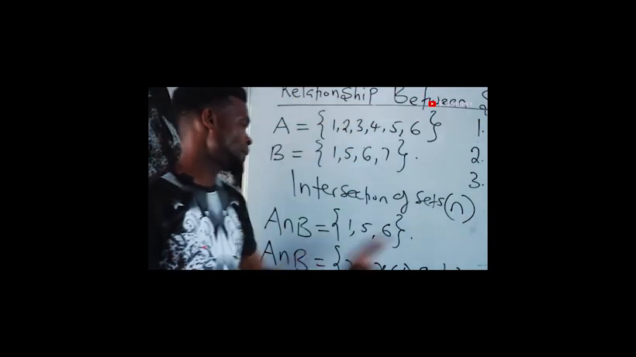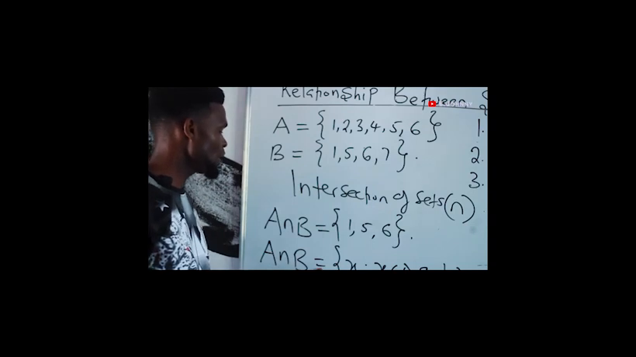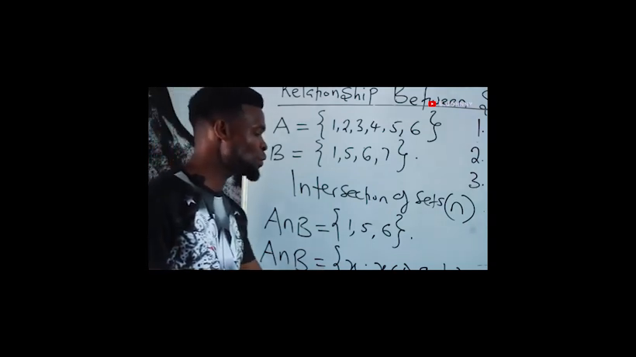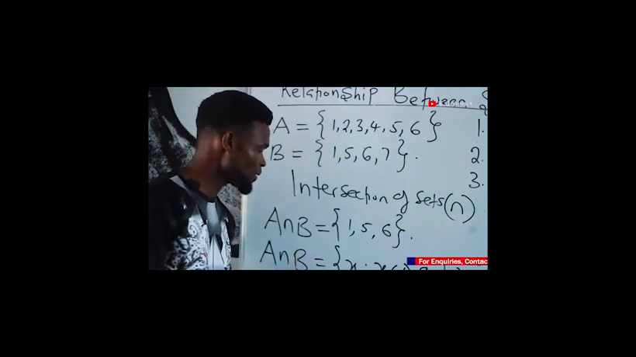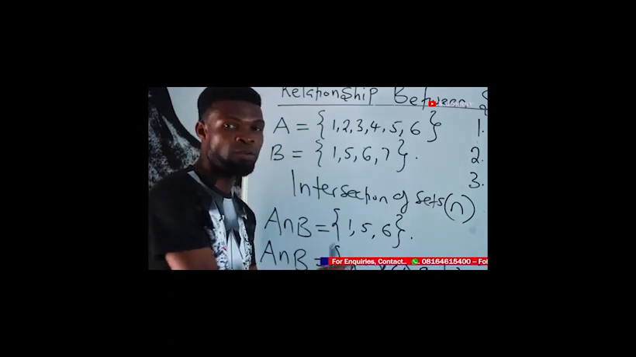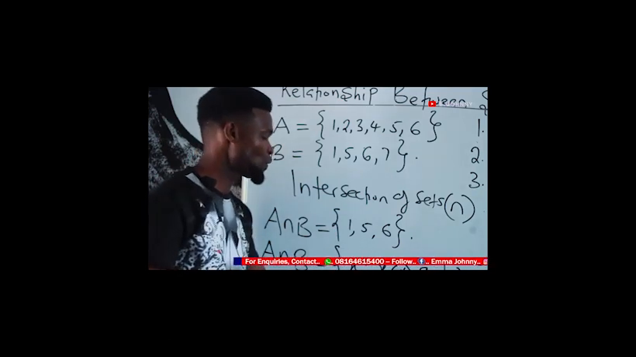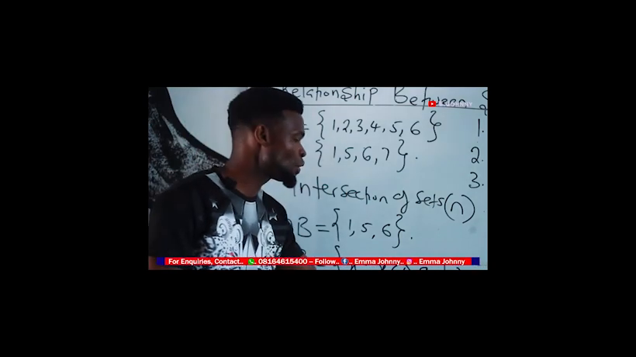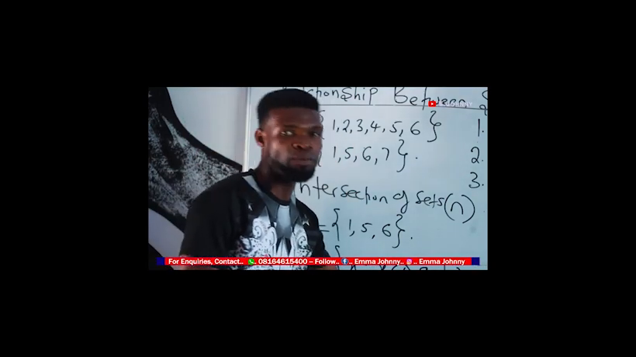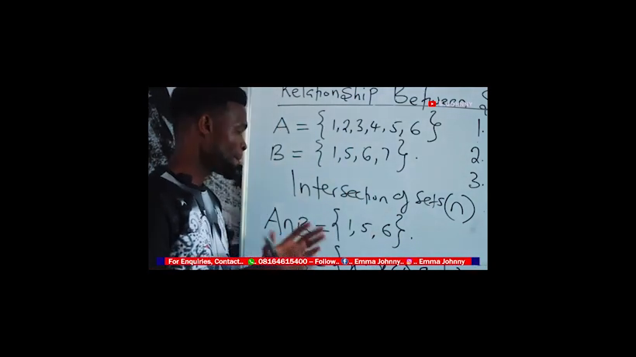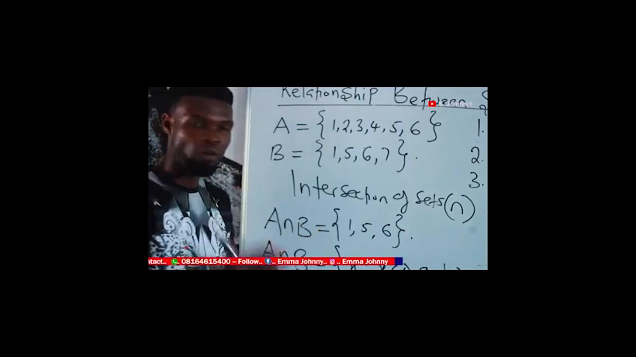So this is a summary. A intersection B is a set of X such that X belongs to set A. That is to say, that element here, it can be seen as 1 or 5 or 6, belongs to set A, and that element also belongs to set B. That is what we mean by intersection of sets.